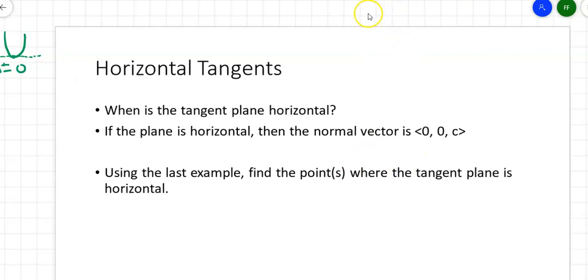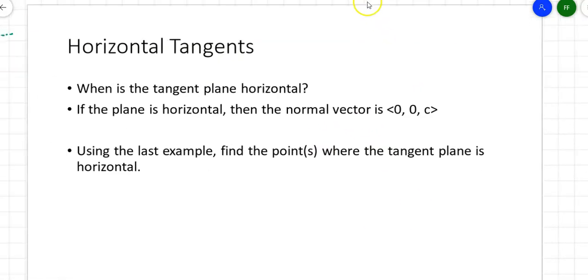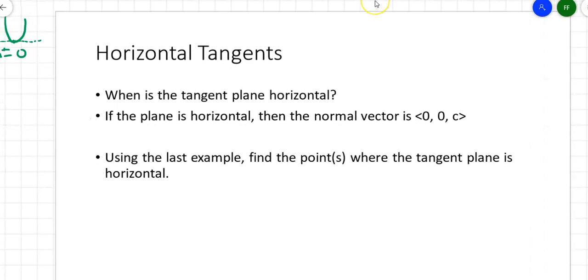Well, how about a tangent plane that's horizontal? If a plane is horizontal, then the normal vector goes straight up out of the plane. So the normal vector is just what we call 0, 0, c. Only the third component of that vector will have any value, because that's the k direction. That's the one that goes up.